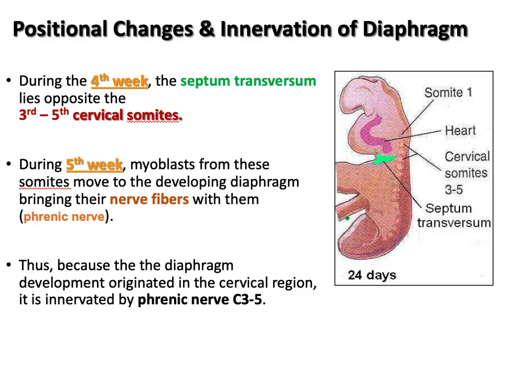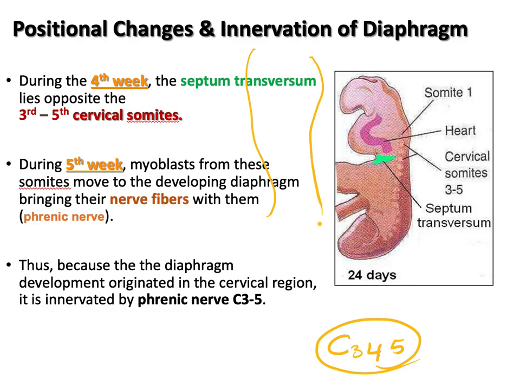Now to explain the innervation of the diaphragm. You know, of course, that the diaphragm is innervated by C3, 4, and 5 from the cervical plexus in the neck. So why do the phrenic nerves pass all the way from the neck to the area between the thorax and the abdomen? It's long. Why?